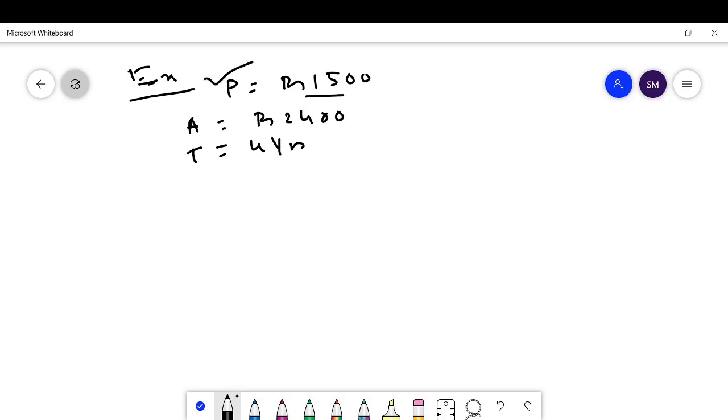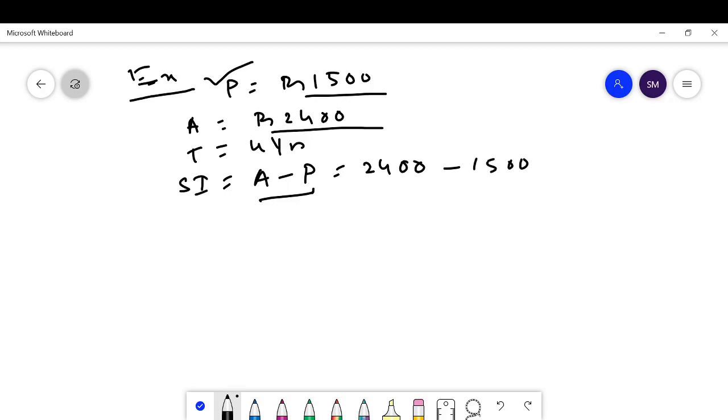The principal is 1500 which amounts to 2400, means SI is equal to amount minus principal. Because amount is equal to principal plus simple interest, so simple interest is equal to amount minus principal. Here amount is 2400, the principal is 1500. Then the simple interest SI is equal to 900. Then time period T is given, 4 years. You have to find out R.